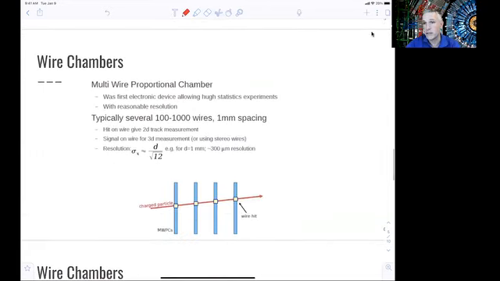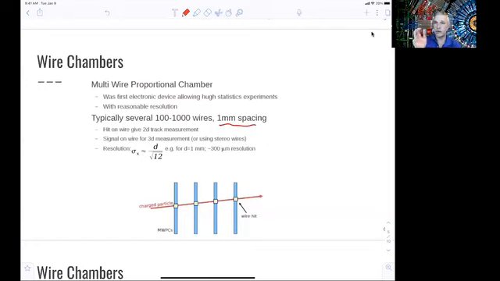So for the actual detectors, I just give you a couple of examples here. The first one, which really has allowed us to make measurements with huge statistics experiments, where you have colliding beams and you look at many of those interactions, was the multi-wire proportional chamber. At a reasonable resolution, typically we have hundreds or thousands of wires with a spacing of up to 1 millimeter. And this 1 millimeter spacing in the wire chamber limits the spatial resolution.